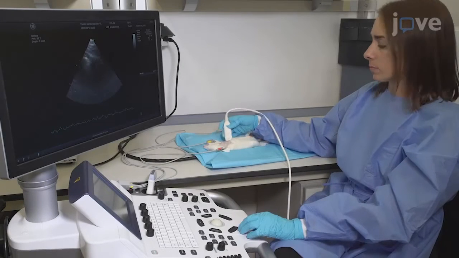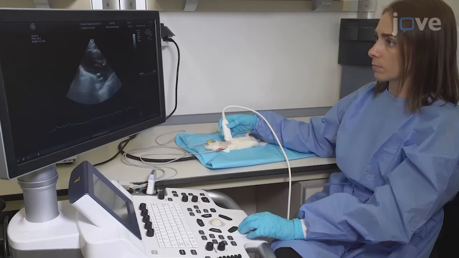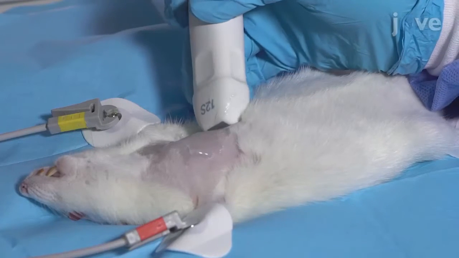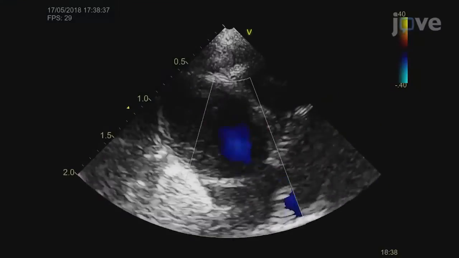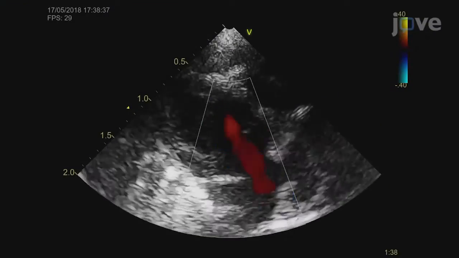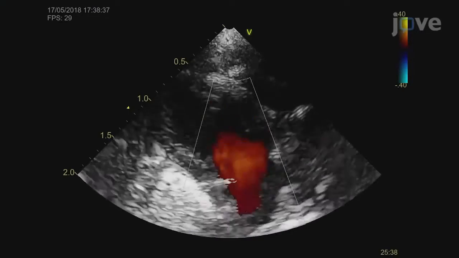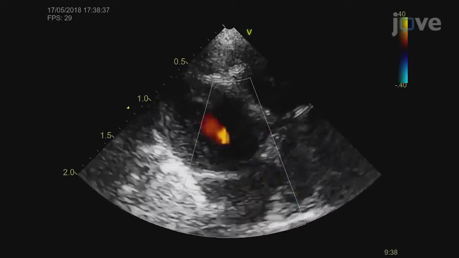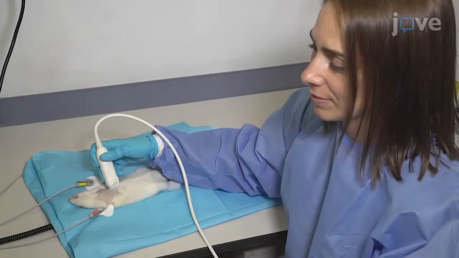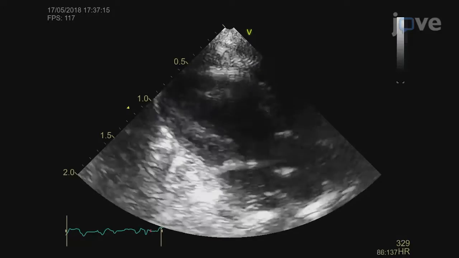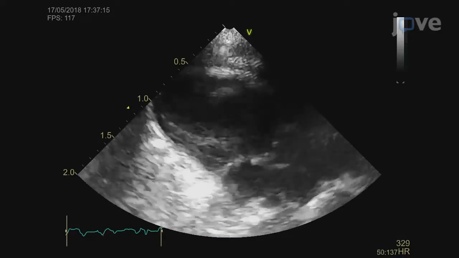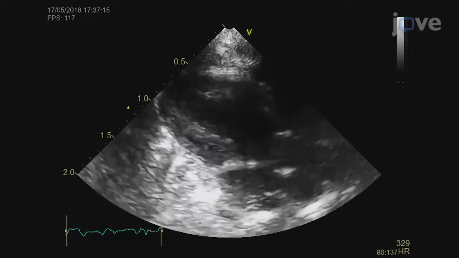For apical two-chamber viewing, return the probe to the four-chamber view position and rotate the probe 90 degrees counterclockwise. Then, record a 2D loop of all of the views and record a 2D loop with color Doppler imaging at the mitral valve. To obtain an apical three-chamber view, tilt the probe slightly cranially and record a 2D loop with color Doppler simultaneously at the aortic and mitral valves.